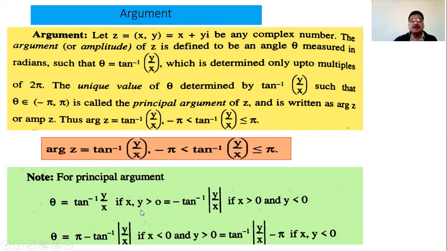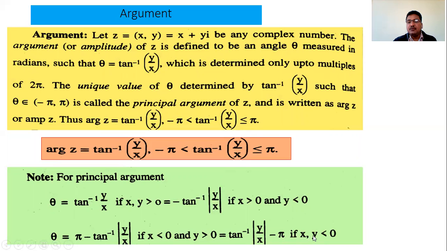There are 4 definitions. If x and y are both positive, the number lies in the first quadrant, then use this definition. If x is greater than 0 and y is less than 0, the number lies in the fourth quadrant. So if the real part is greater than 0 and the imaginary part is less than 0, then use theta as minus tan inverse mod y by x. Take the positive number y by x. If x is less than 0 and y is greater than 0, that means the second quadrant. Then use the definition: principal argument theta is equal to pi minus tan inverse mod y by x.